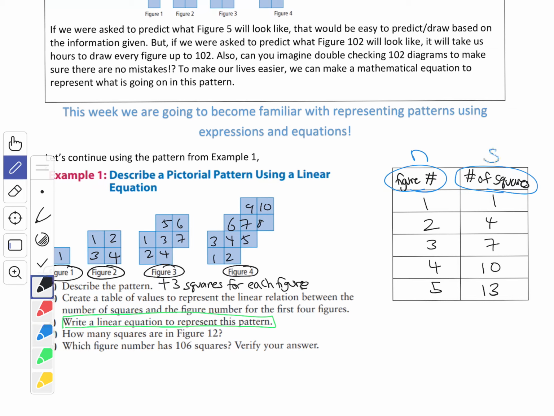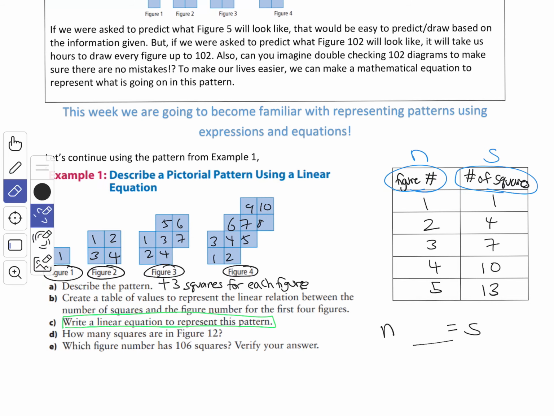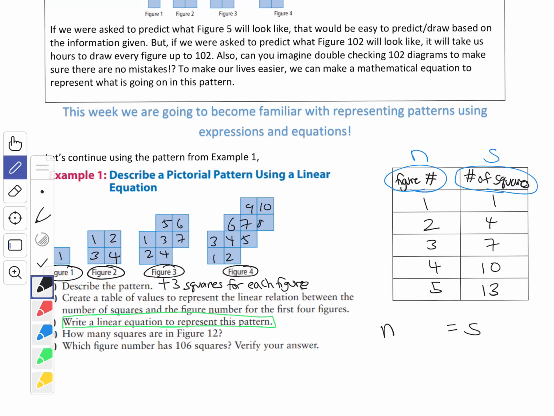Right. And here's a trick to how you write an equation. So n is going to equal s. But 1 equals 1. It works for the first one, but 2 does not equal 4. 3 does not equal 7. So we can't just leave it like this. We need to add some numbers to make this true.